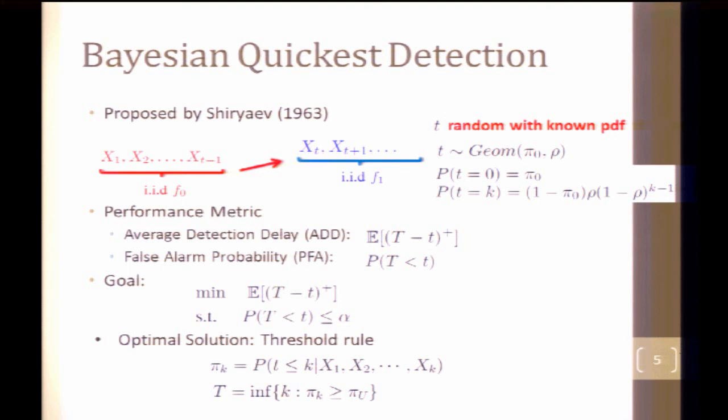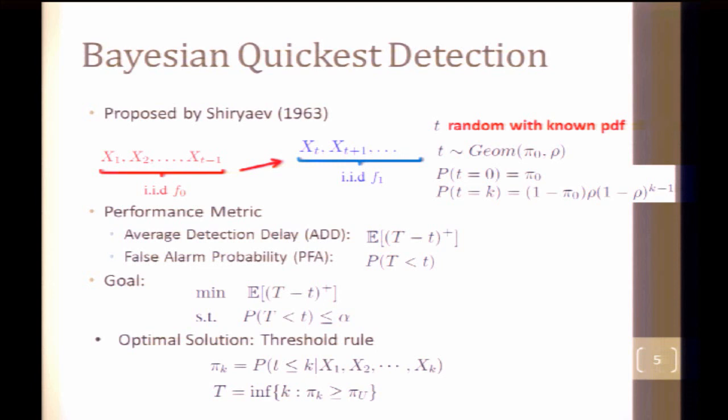What we are going to do is that after taking each sample, you can go back and compute the posterior probability that a change has happened. Using Bayes law and this probability model, you will be able to compute this posterior probability. Then we are going to raise an alarm as soon as this posterior probability is larger than a certain threshold. Of course, the value of this threshold depends on the value of the false alarm rate.